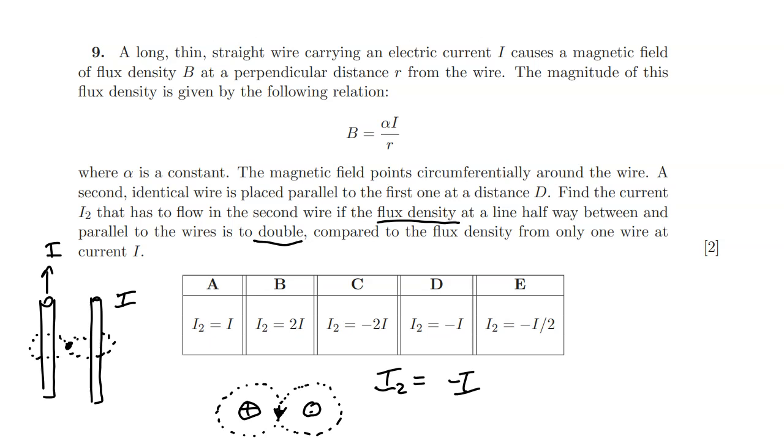And then for the magnitude to double, we just need these two B fields to be the same, which means the magnitude of the current in the second wire will be the same as well. So this is what we're left with, I2 equals minus I1. So the answer is D.